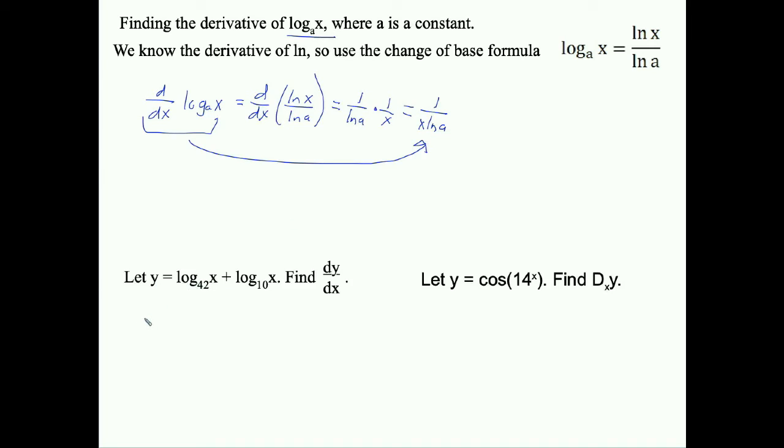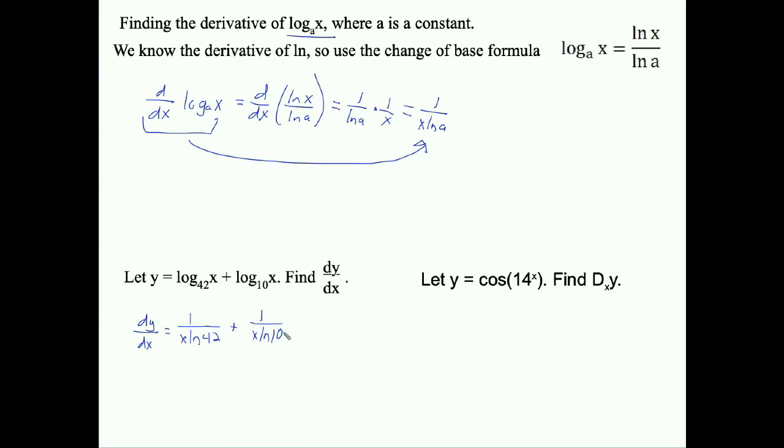We want to find dy/dx. Well, as we look at this, it is just the sum of 2 logarithms, and so we can use our formula here. So this is just going to be 1 over x times the natural log of a, and we remember a is just the base here, so natural log of 42. And then we have plus, same idea here, 1 over x times the natural log of 10.